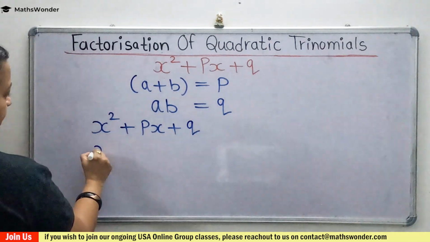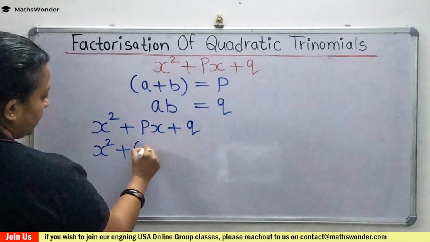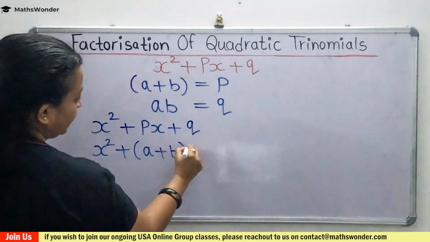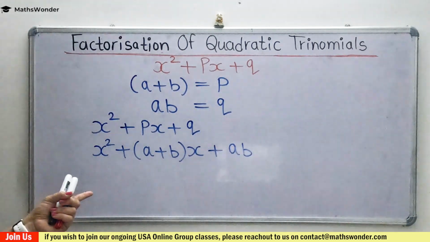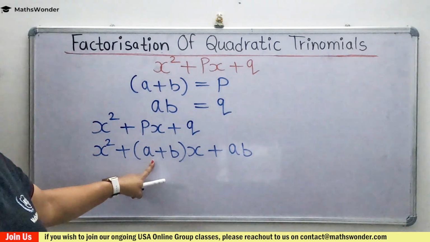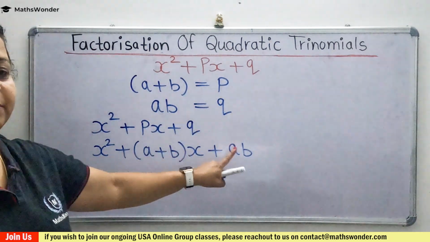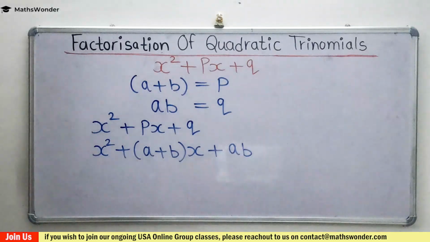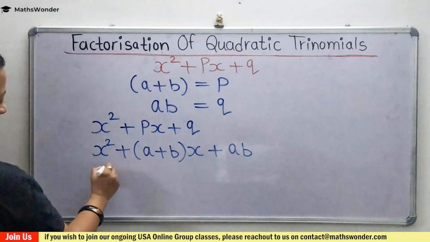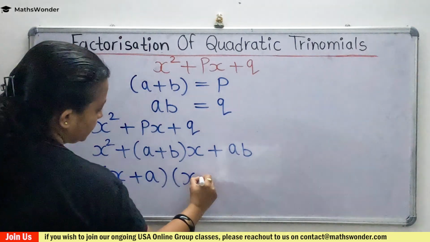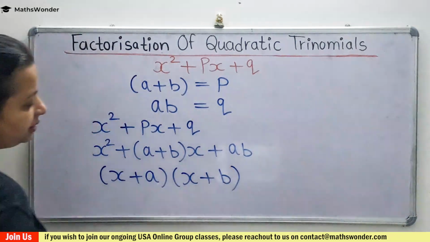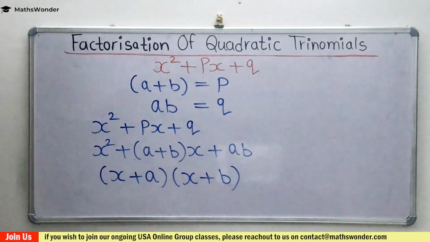So, here you will write it x square plus (a plus b)x plus ab. Now, I replace p with a plus b and q with ab. Got it? So how will you write it in this form? x plus a and x plus b. Now we'll learn this type of factorization in the next part.